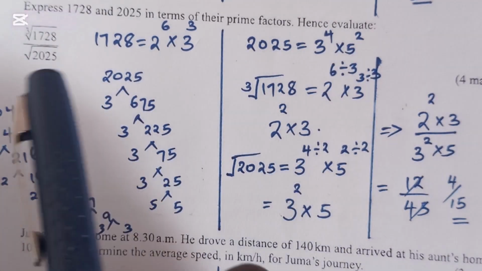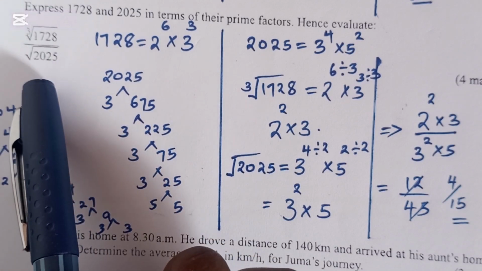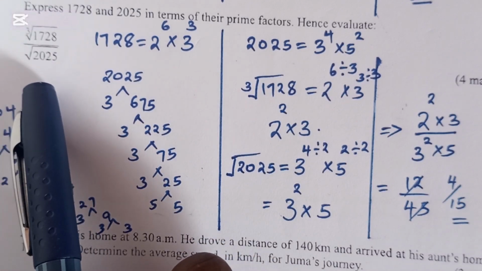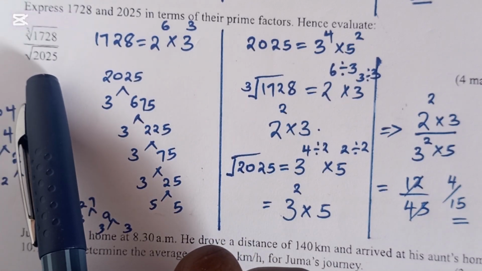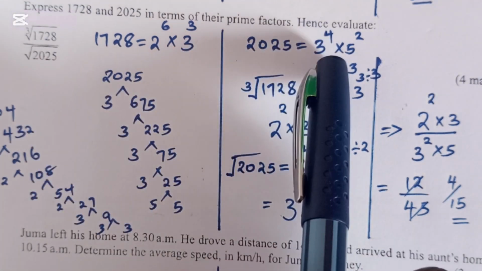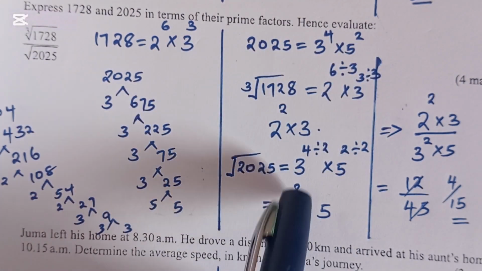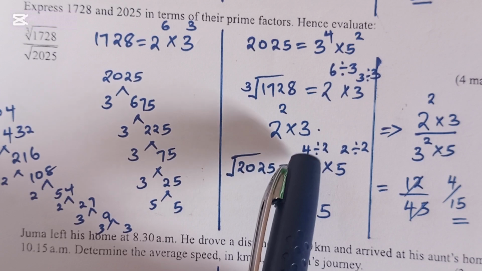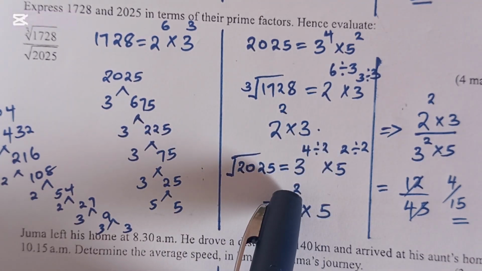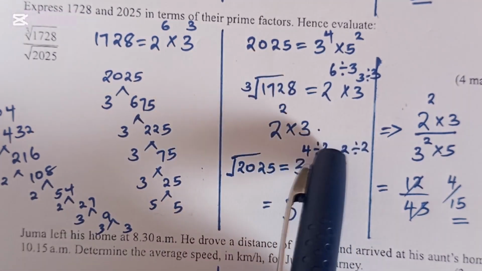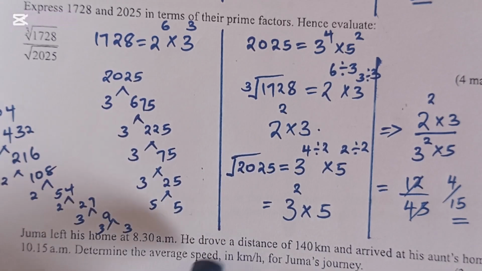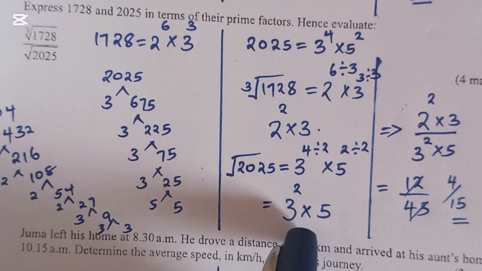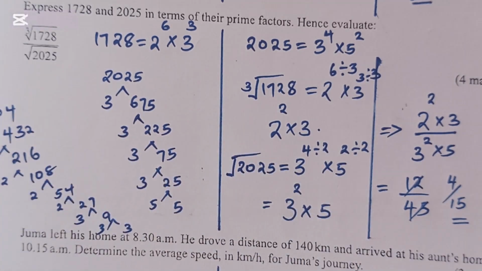And then remaining the square root. So if it is the square root, we divide the powers by 2. The square root of 2025, it was 3 power 4 times 5 squared. So if we divide these powers by 2, 4 divided by 2, we are going to end up with 2, and 2 divided by 2, we are going to end up with 1. So it will be 3 power 2 times 5 power 1.